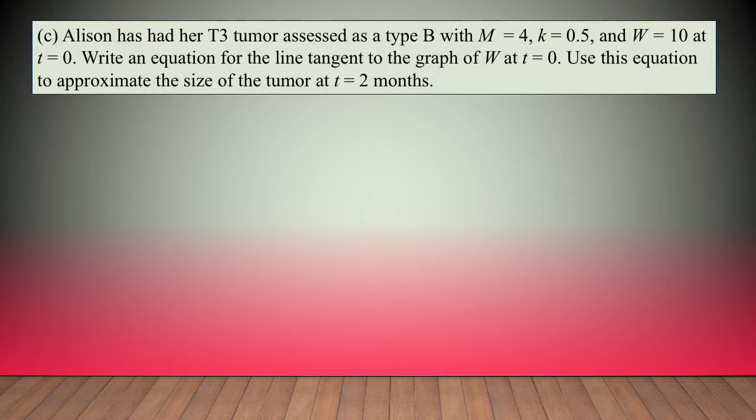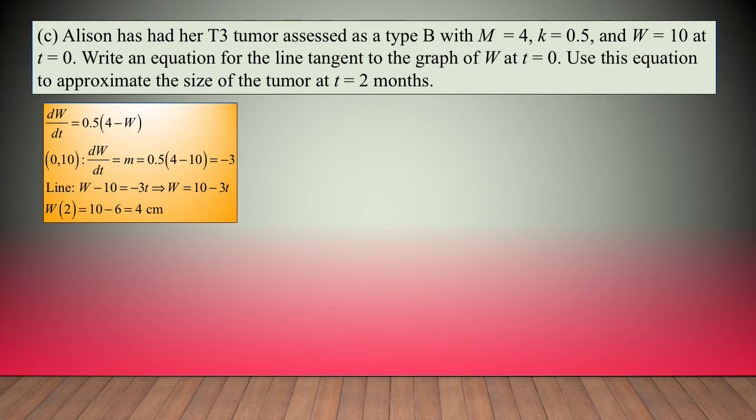Part C reads, Allison has had her T3 tumor assessed as a type B with M equals 4, K equals 0.5, and W equals 10 at t equals 0. Write an equation for the line tangent to the graph of W at t equals 0. Use this equation to approximate the size of the tumor at t equals 2 months.